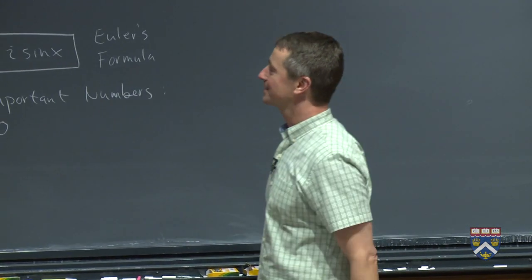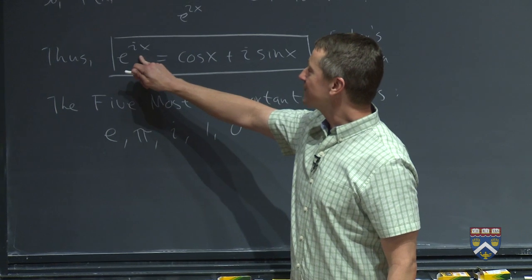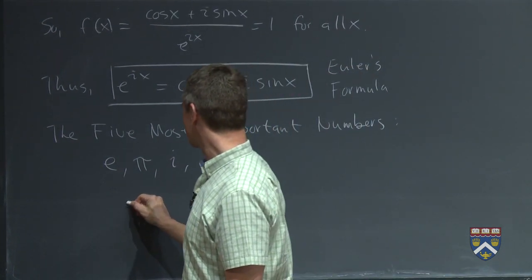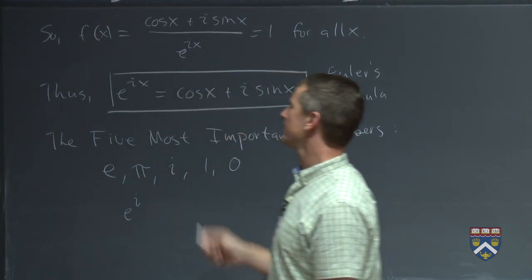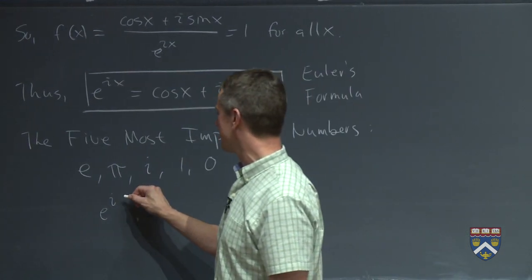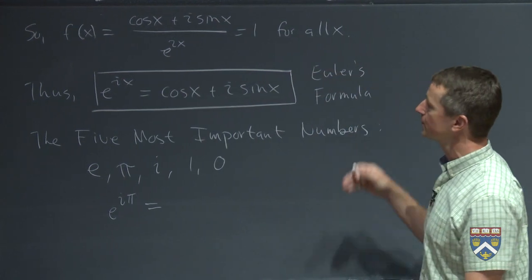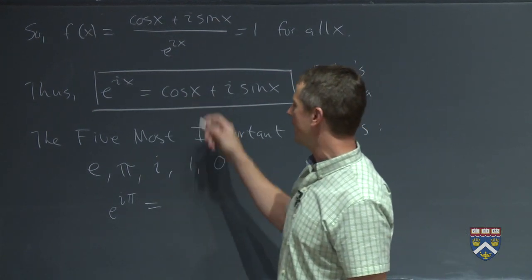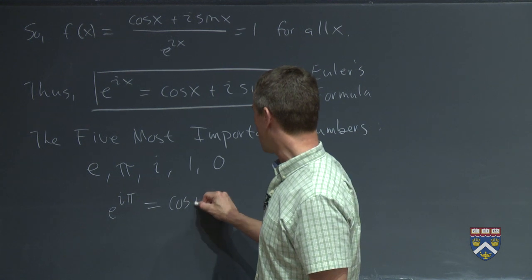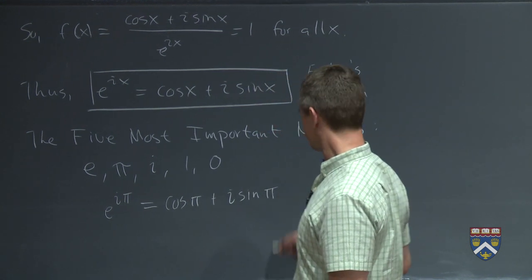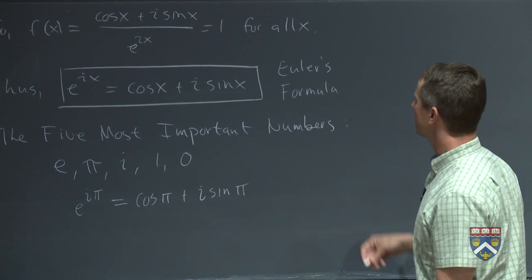Well, last thing to do here. Here's an equation that's got 2 of our numbers in it. It's got the e and the i. So let's put one of our other numbers in for x. Let's put in the pi. So according to the equation that we wrote up here, Euler's lovely formula, e to the i pi should be cosine of pi plus i sine of pi.